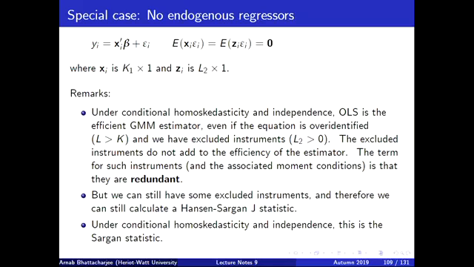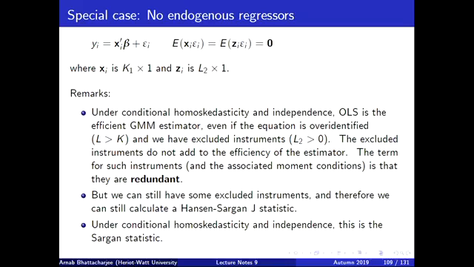If we have conditional homoscedasticity and independence, then OLS is most efficient. Actually, we should not be doing anything else, even if the equation is over-identified and we have excluded instruments. Okay? So excluded instruments are not going to add to the efficiency of the estimator. So in this case, these additional moment conditions are called redundant, right? So they are not contributing anything.